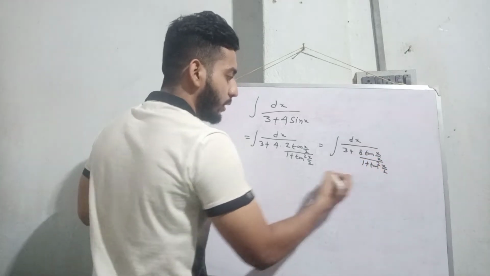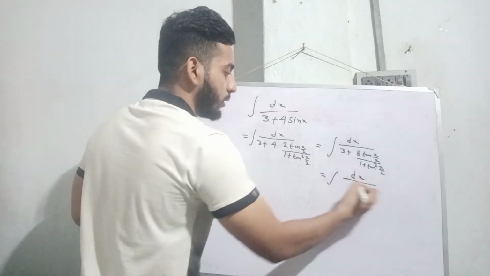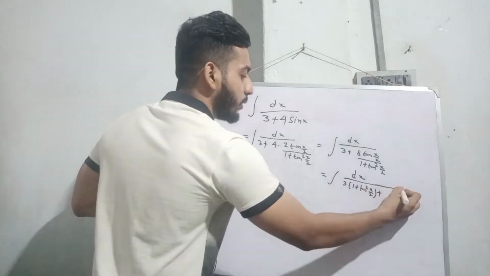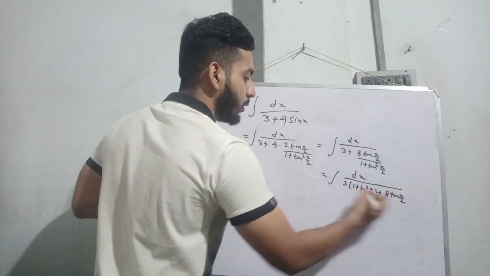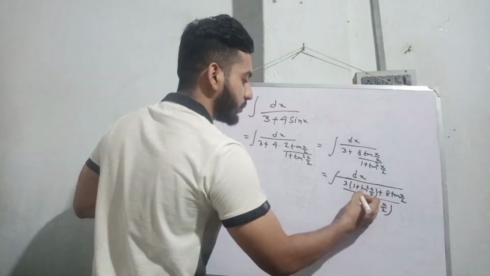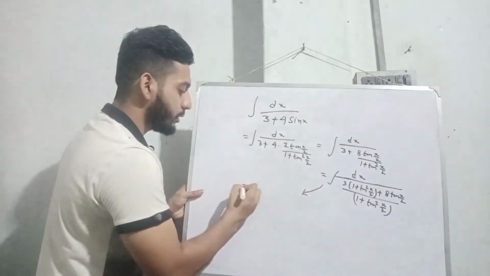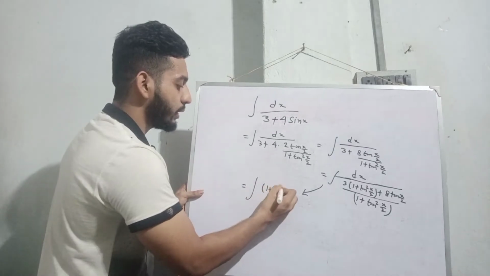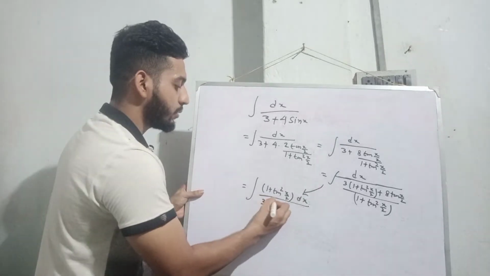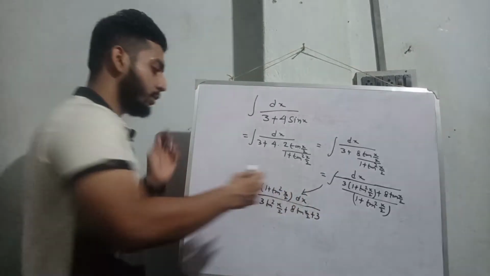square x by 2. Try to simplify it more, then it will become dx by 3 into 1 plus tan square x by 2 plus 8 tan x by 2, divided by 1 plus tan square x by 2. Now it will become integration of 1 plus tan square x by 2 dx divided by 3 tan square x by 2 plus 8 tan x by 2 plus 3. So it will become like this.